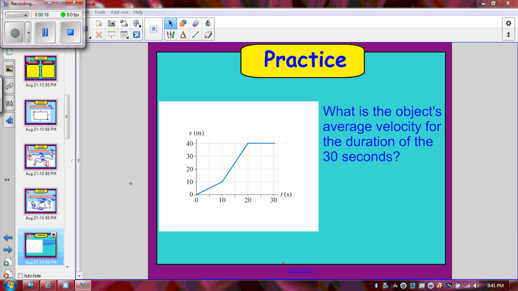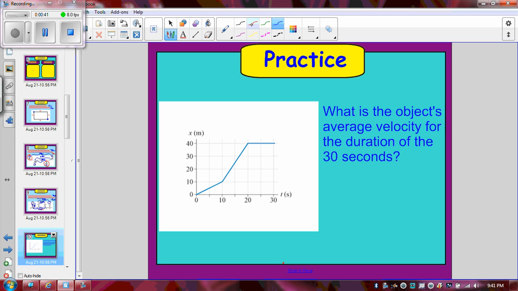You'll know that it's position versus time by looking at the axes here. X, which is the universal abbreviation or variable for position, is measured in meters, and then time, which is measured in seconds, is on the x-axis. So we know we're looking at a position versus time graph. The question is, what is the object's average velocity for the duration of the 30 seconds?